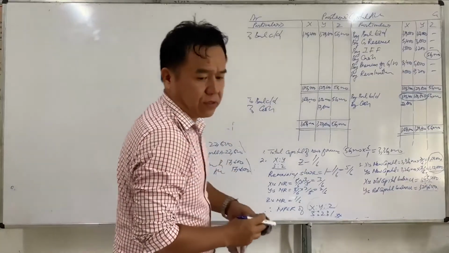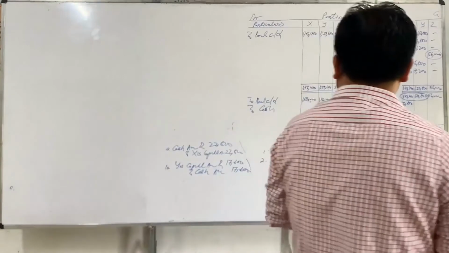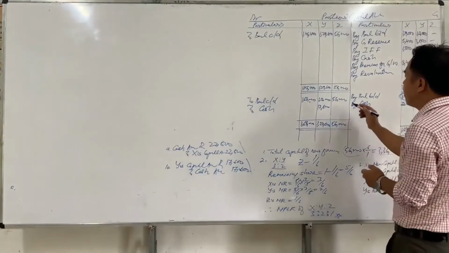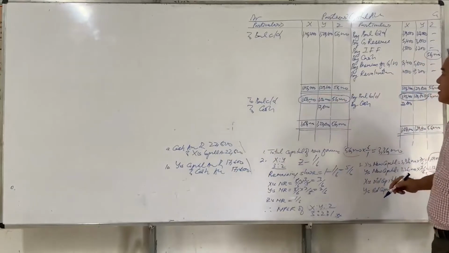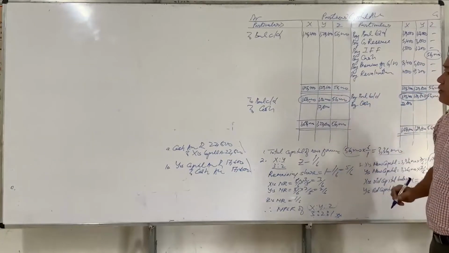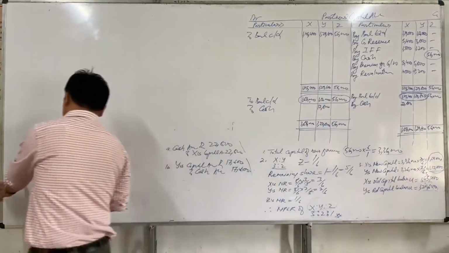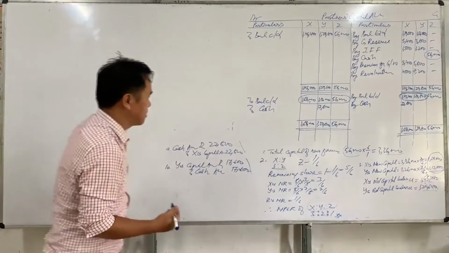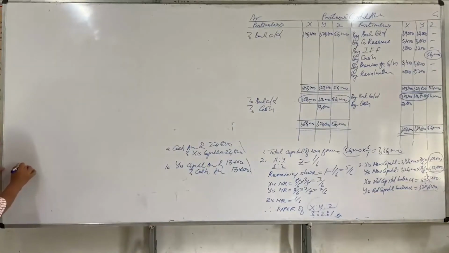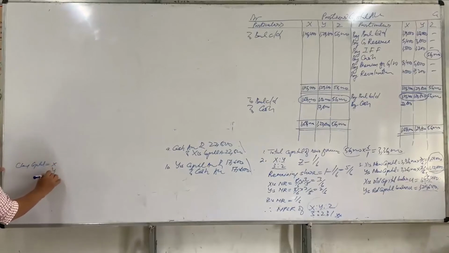Okay, so we need to remember the closing capital of all the partners, which is 1,68,000, 1,12,000 and 56,000. Since we have to prepare a new balance sheet, for the new balance sheet we need the closing capital of all the partners. So closing capital of X, Y and Z.